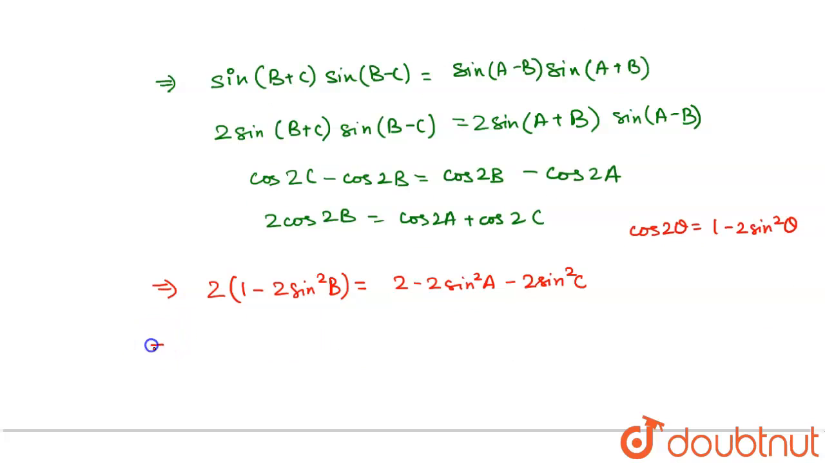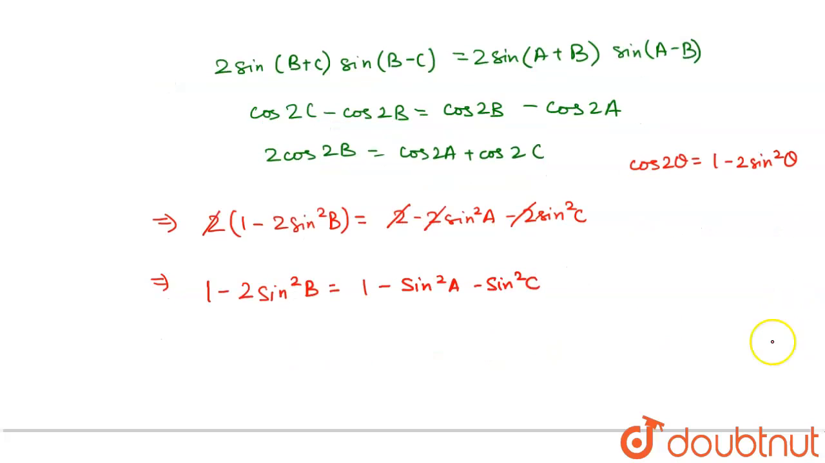So now this gets cancelled with all the 2's over here, and we are left with 1 minus 2 sin square B is equal to 1 minus sin square A minus sin square C. Now 1 and 1 get cancelled and we are left with 2 sin square B is equal to sin square A plus sin square C.